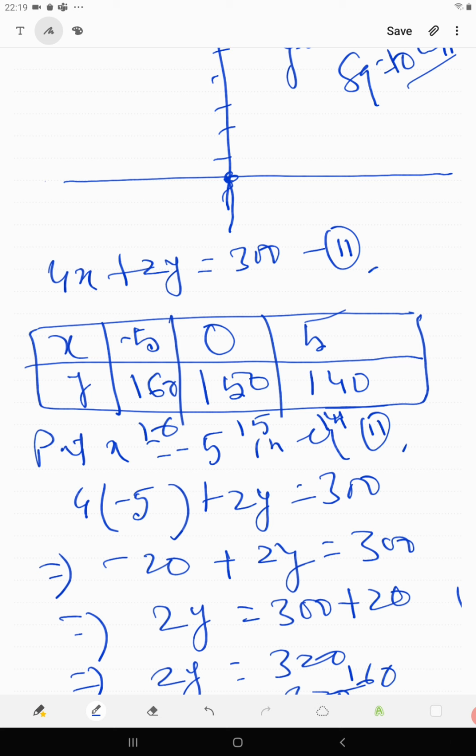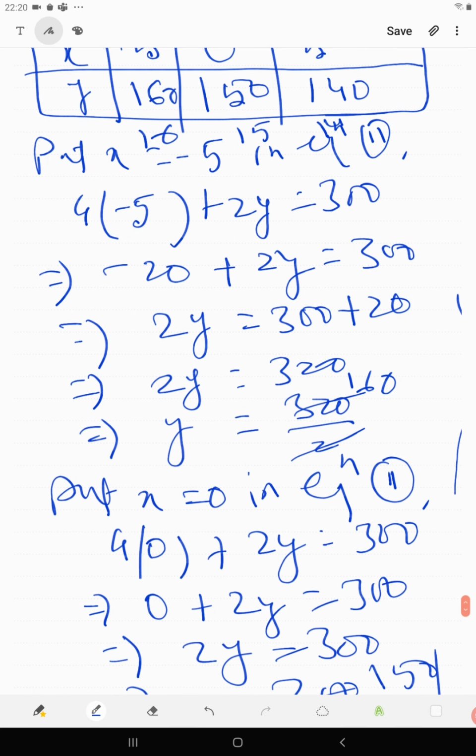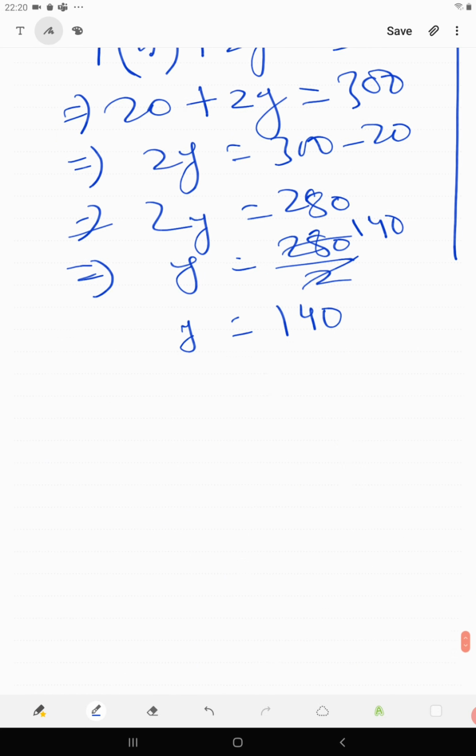So what we will do is we will take one bigger square equals to 10 units. In that case 16 bigger squares will represent 160. Then 15 bigger squares will represent 150 and 14 bigger squares will represent 140. So this way you will be able to solve this problem.